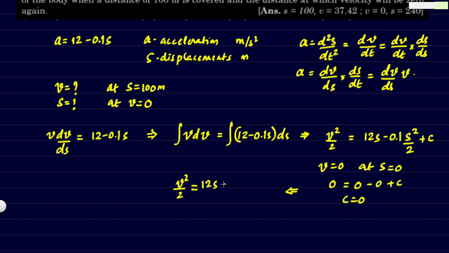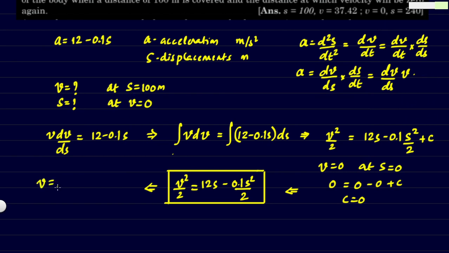So it's v square by 2 equals 12s minus 0.1 s square by 2. Now this is the relation we have to use to find what is asked. So first we need to find velocity when displacement is 100.